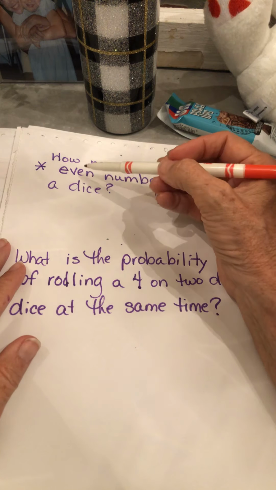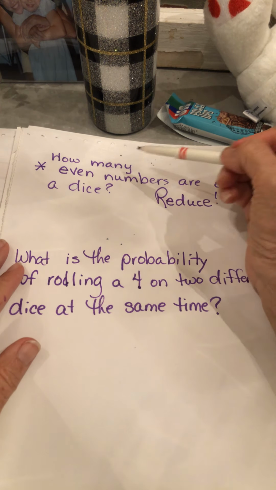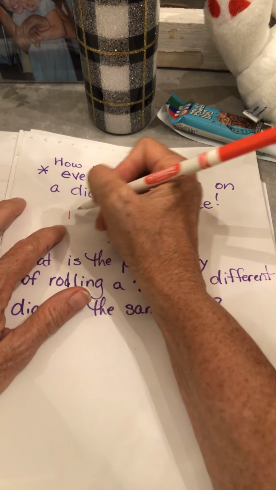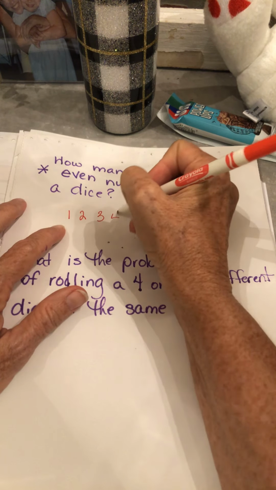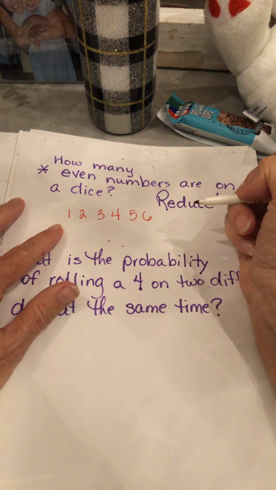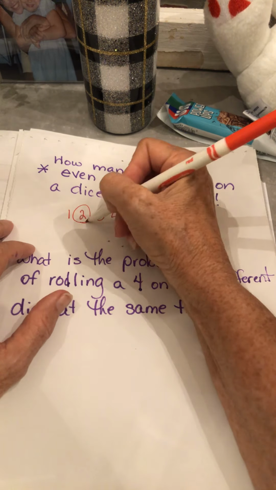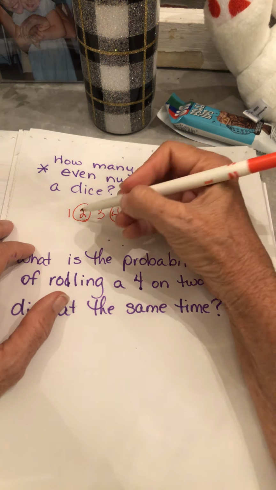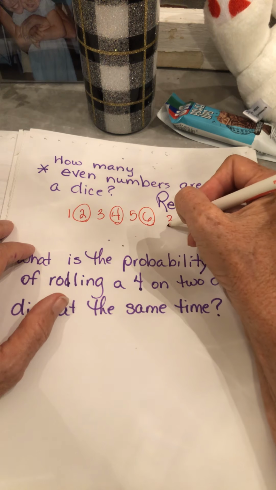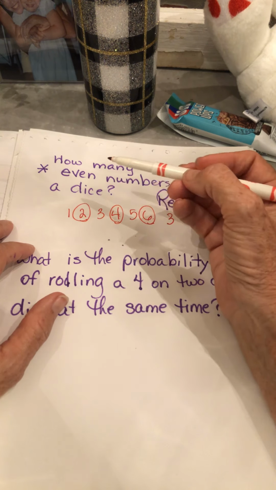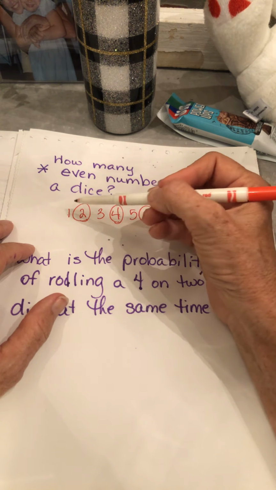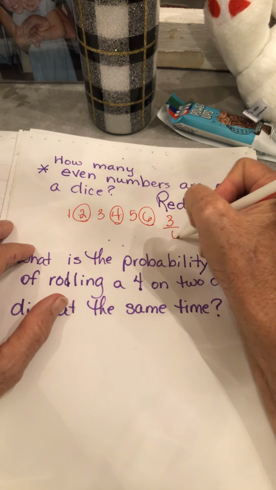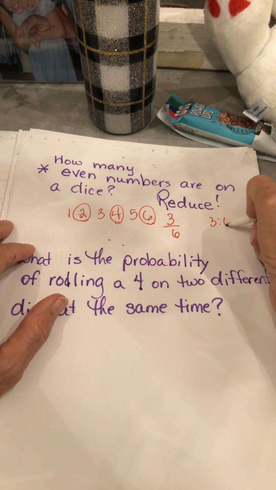All right. How many even numbers are on a dice? Okay, so on a dice there is a 1, a 2, a 3, a 4, a 5, and a 6. Okay, which ones are even? 2, 4, and 6. Those are even numbers. How many of them are there? 3. How many numbers were there total to start with? Well, there was 1, 2, 3, 4, 5, 6. So that means 3 of 6, or we could write it this way.